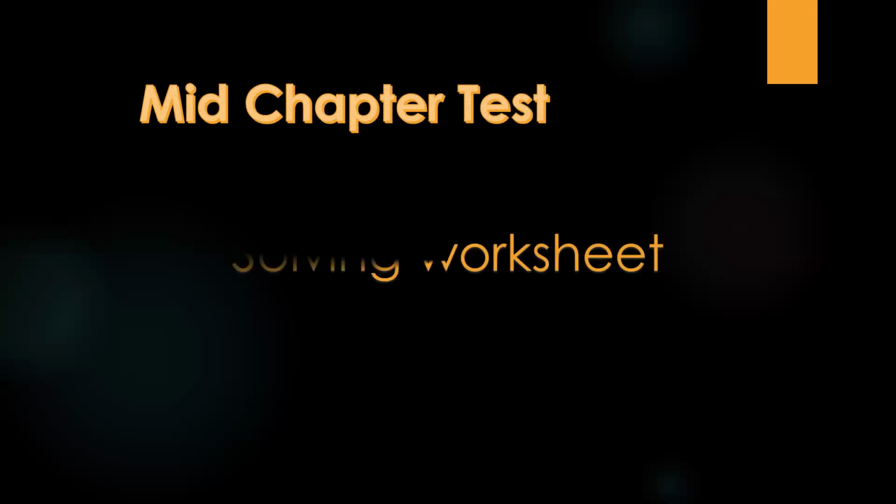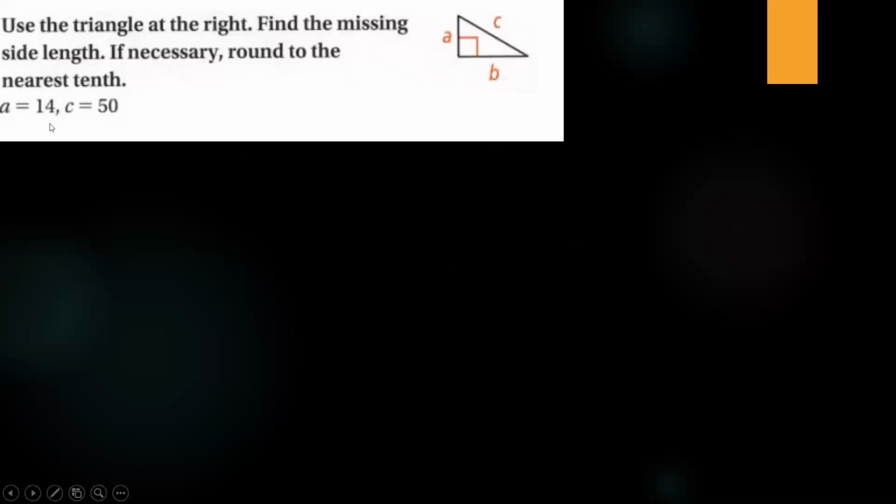Okay, good morning. Today we will solve the mid-chapter test that I wrote in the worksheet. Let's start now with this one here. Use the triangle at the right, find the missing side length. If necessary, round to the nearest tenth.